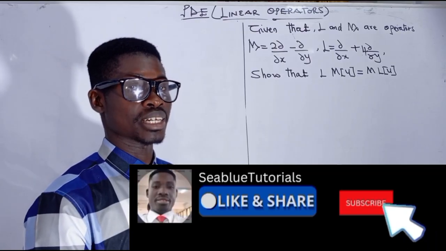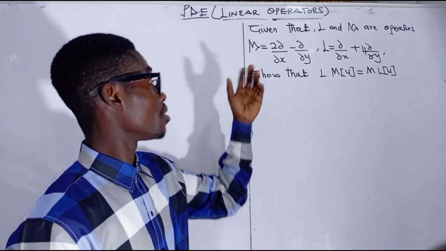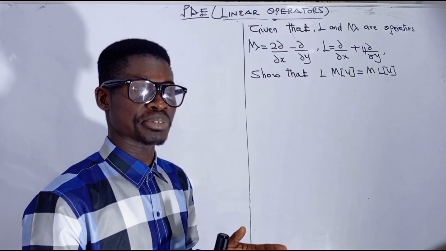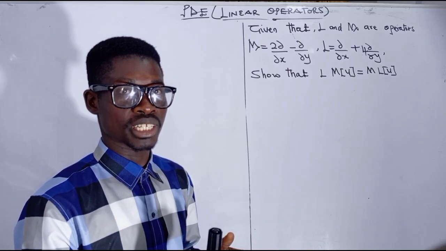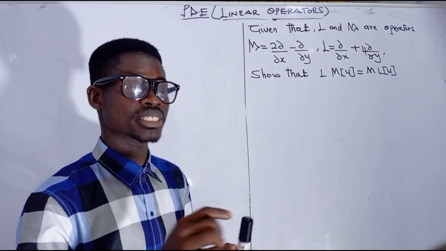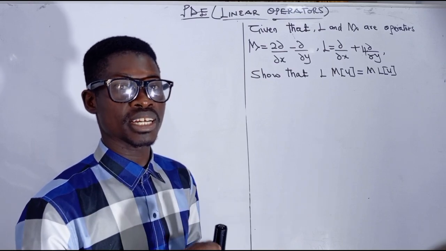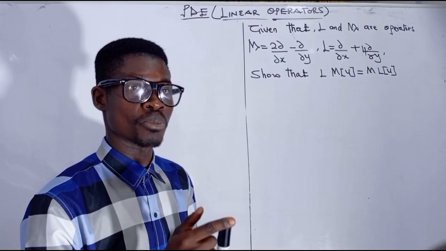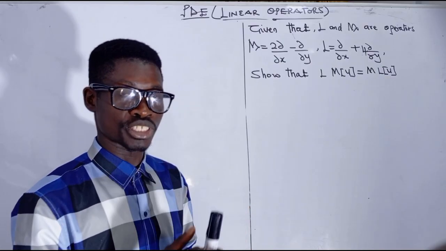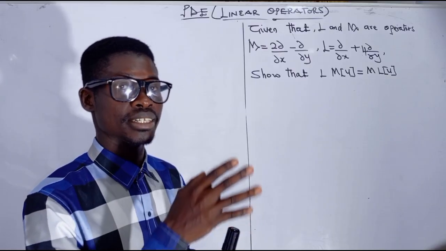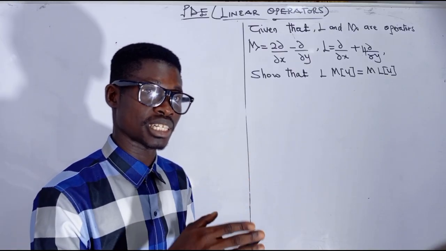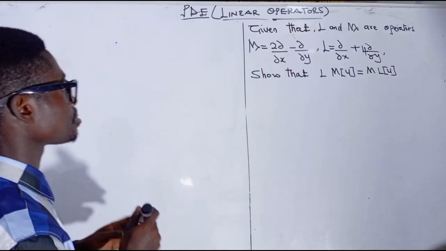If you could remember in our previous lesson on linear operators, I said that if you have linear differential operators with constant coefficients, then the commutative property of multiplication holds. This is what I mean.